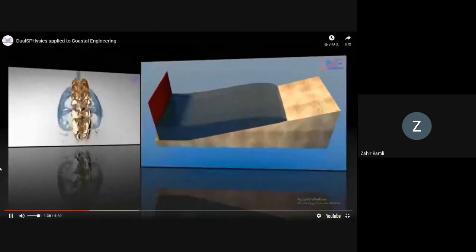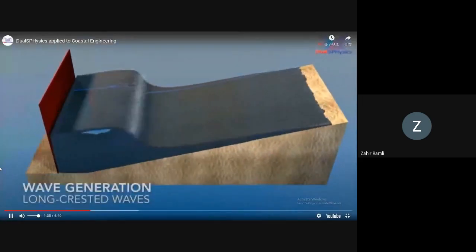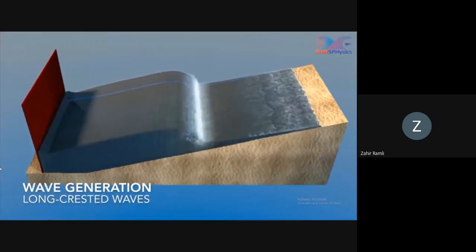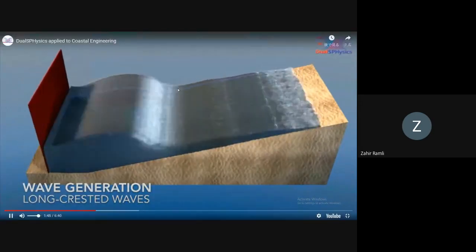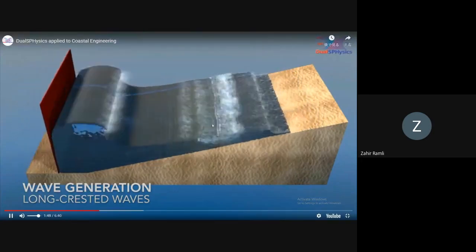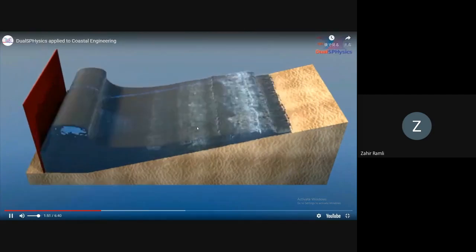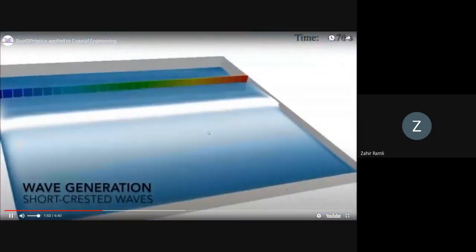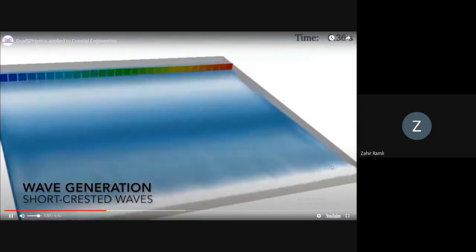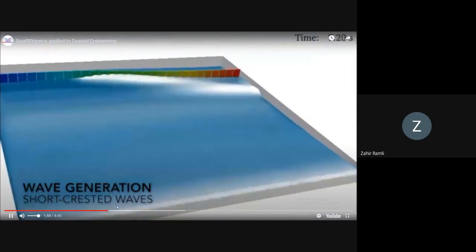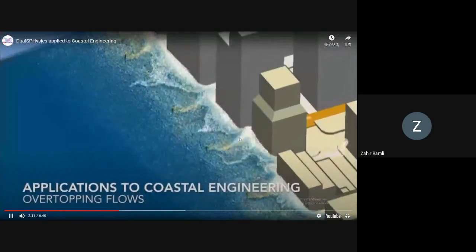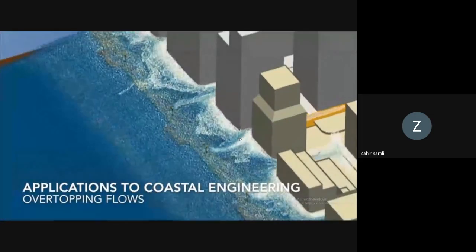Ni sebab dia buat post processing lah, pakai Blender. Okay, you can see wave generation. Tapi you can see ada banyak breaking kat situ. So sini pun ada breaking. You can see splashes. So wave overtopping, coastal engineering, overtopping flows.